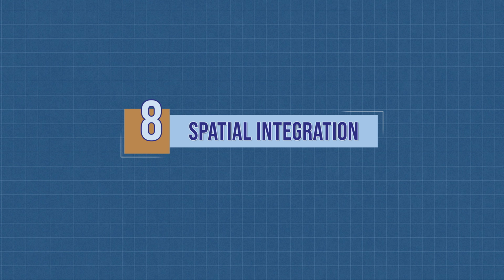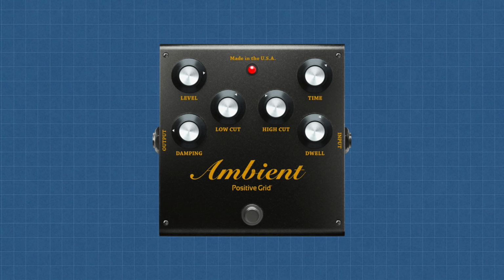And as the last step, step 8, spatial integration, simulating the physical space with reverb. And for the lead, I chose the whole ambient reverb. It is a bit smoother and less realistic than a standard room reverb, which kind of fits the atmosphere of the original track. It acts as the glue for the whole sound.